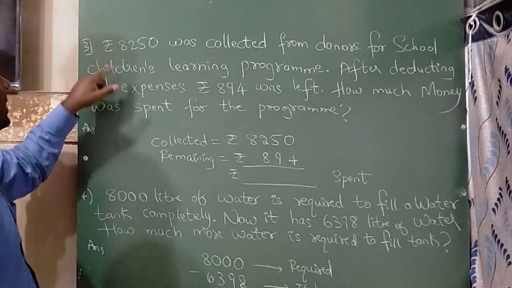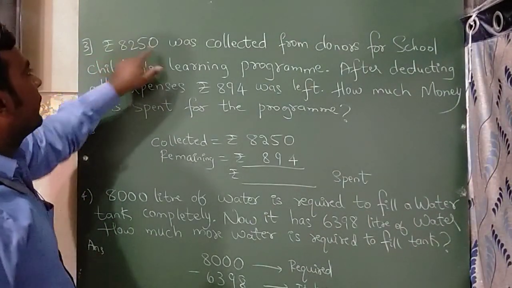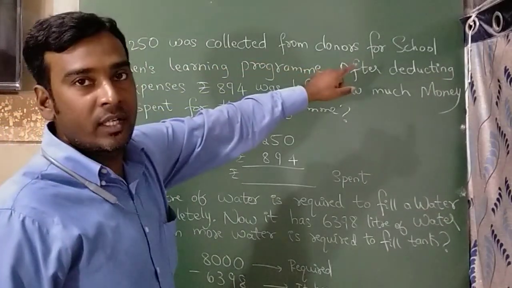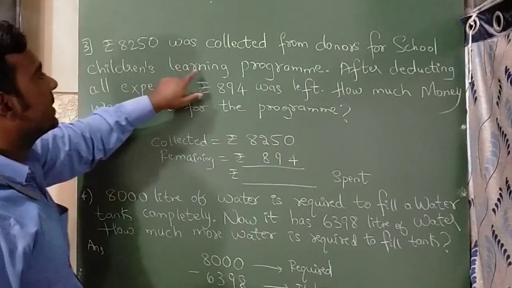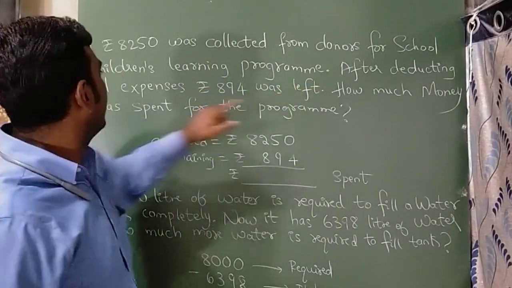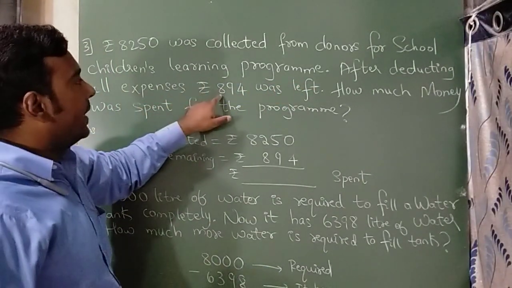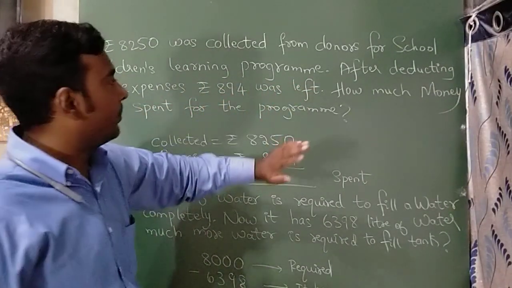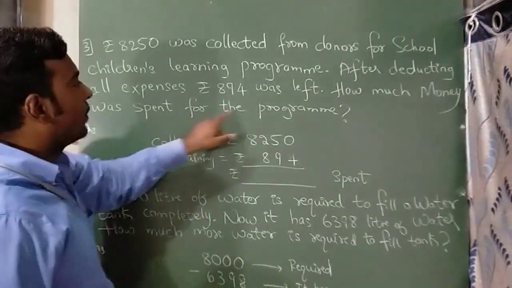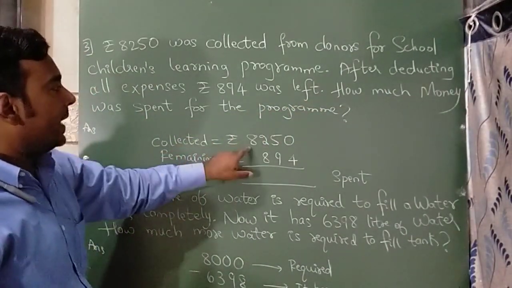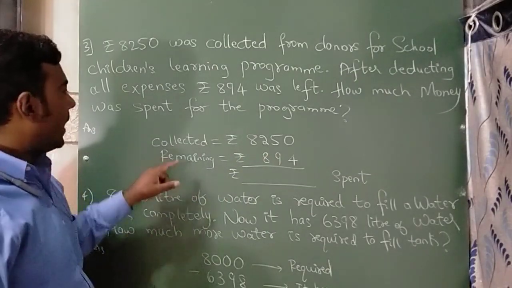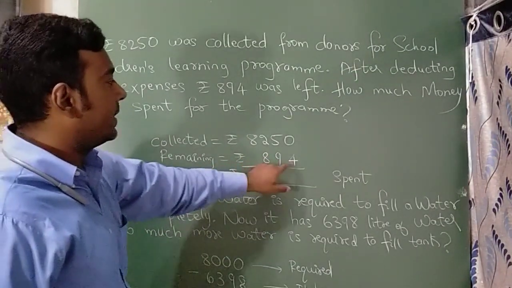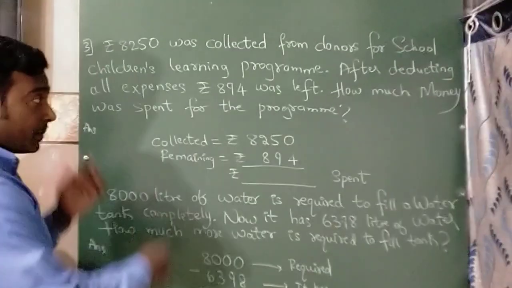So the third sum is 8250 rupees was collected from the donors for a school children's learning program. After deducting all expenses, 894 was left. How much money was spent for the program? So collected is 8250 and remaining is 894. Fine. So let me subtract this.